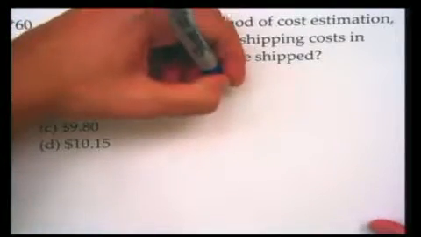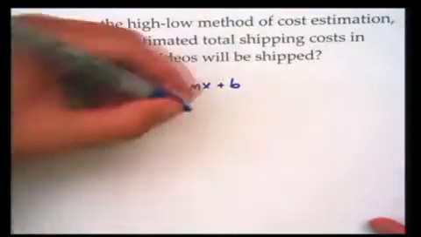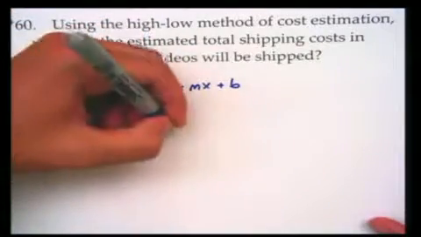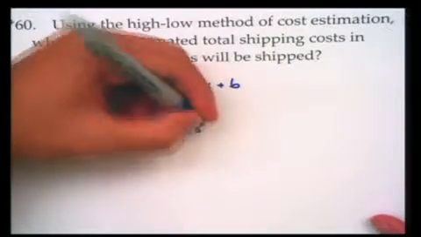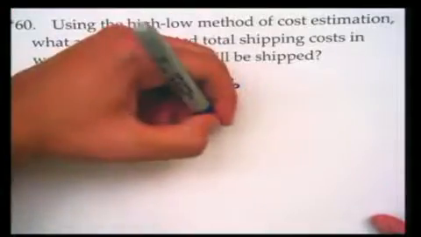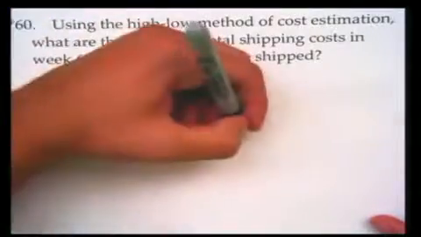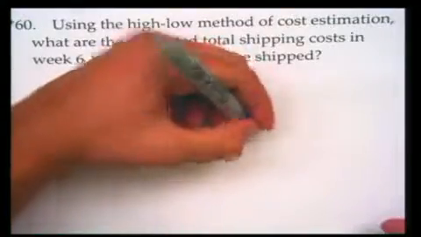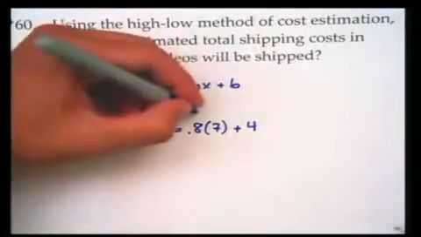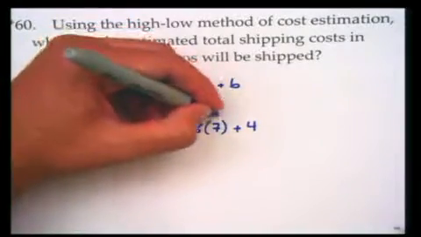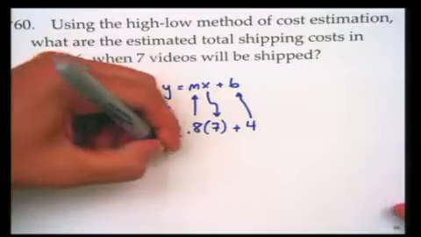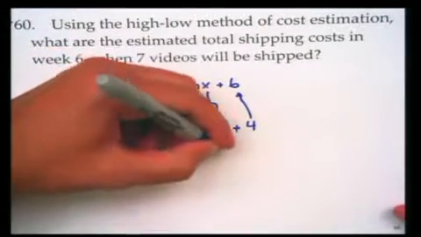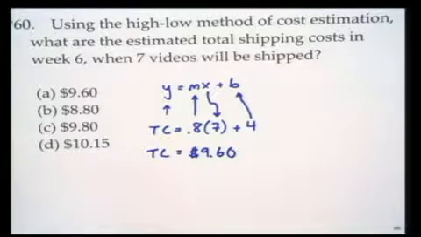So we know the equation is y equals mx plus b, where y is the total cost. m is the slope, which we already figured out was 0.8, times x, which this question tells us is 7, plus our fixed cost, which we figured out was 4. Does that make sense? So if you take 0.8 times 7 plus 4, you will get an estimated total cost of $9.60. So the answer to this one is A.